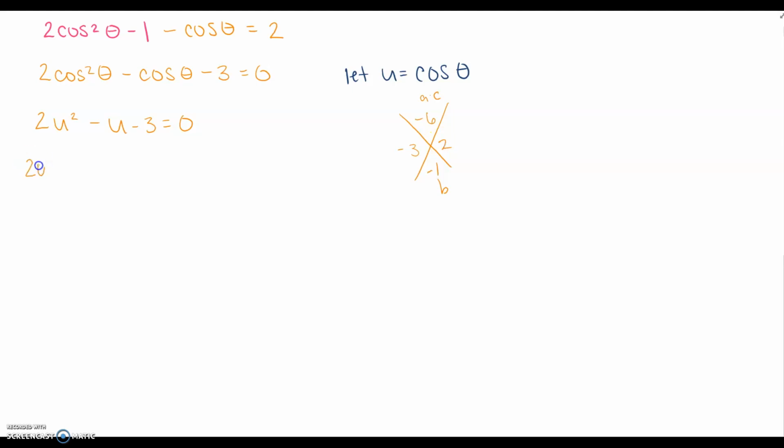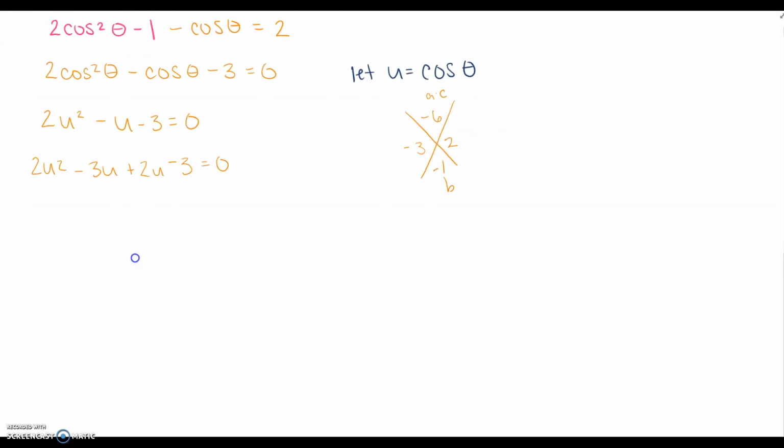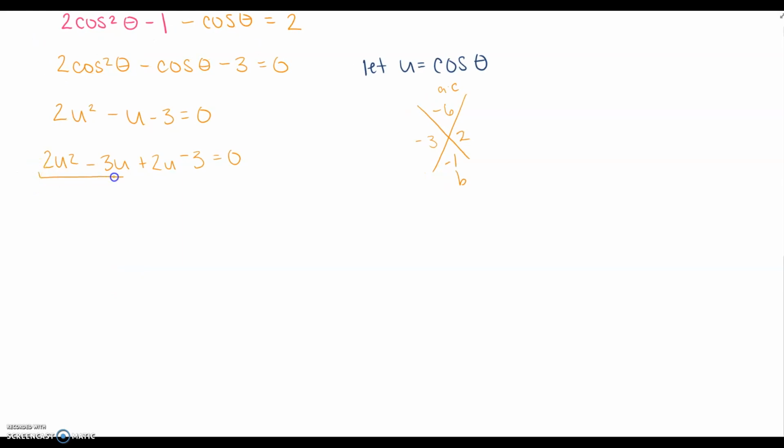So I can rewrite this as 2u squared minus 3u plus 2u minus 3 equals 0. Factor out the greatest common factor of the two groups. Group 1, group 2. So that's going to be u, and we're left with 2u minus 3. And there's nothing there, so remember just positive 1, 2u minus 3. And then when we factor out that greatest common factor of 2u minus 3, we're left with u plus 1, and those are our two factors.